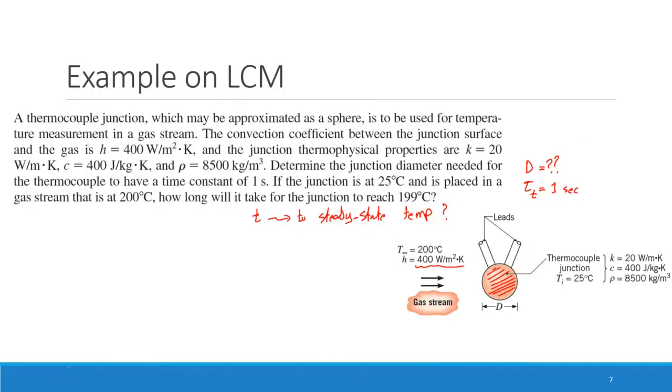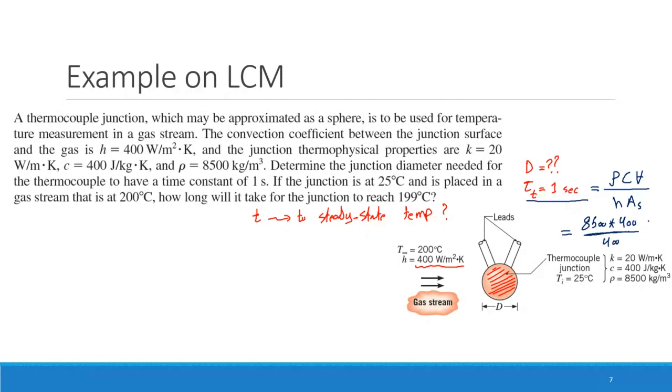Okay, to calculate the diameter, we have the time constant. We know the equation for the time constant: rho C volume divided by H surface area. We have to plug these numbers and equate it to 1. We have rho 8,500 multiplied by C is 400, divided by the heat transfer coefficient, which is given in this problem as 400 also.